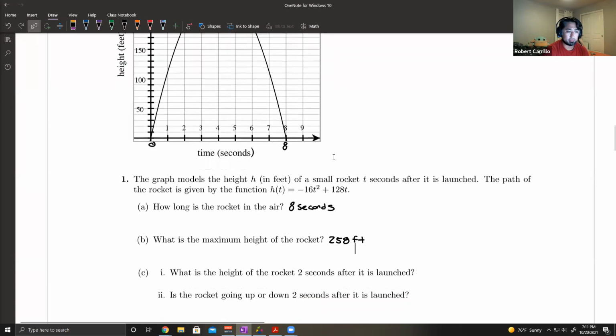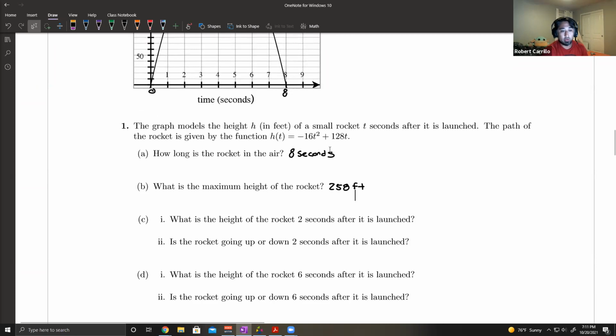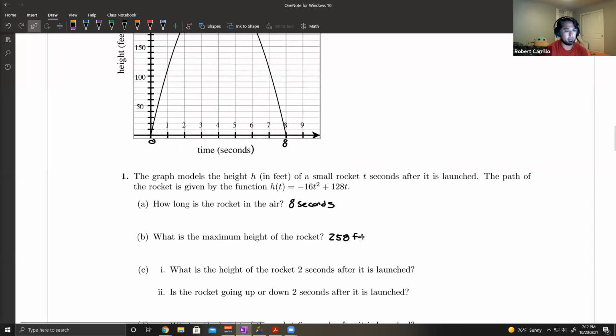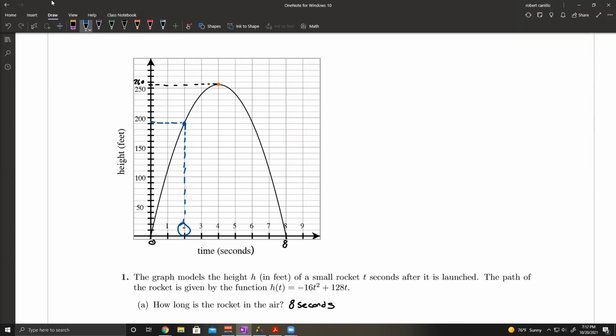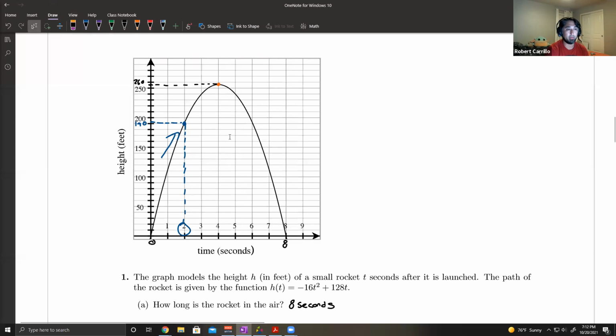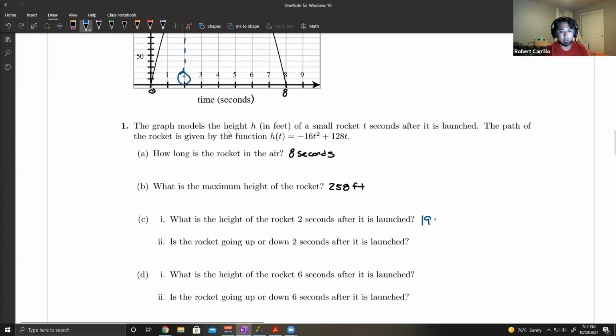Okay. And then C, what is the height of the rocket 2 seconds after it is launched? So we look at 2 seconds and we go up, and let's hope it's a clear enough number. What is the height of the rocket at 2 seconds? That is 190. And the other question said, is the rocket going up or down at 2 seconds? Up. The rocket's going up, right? So the height of the rocket is 190 feet, and the rocket is going up.